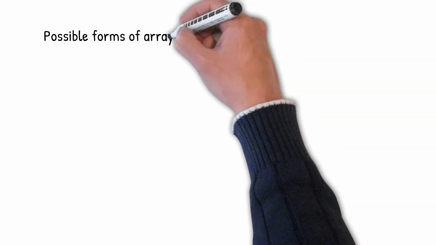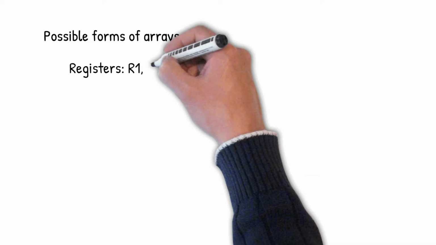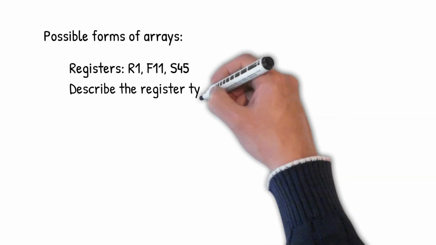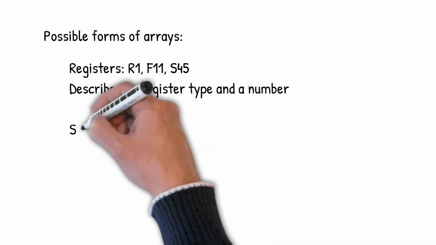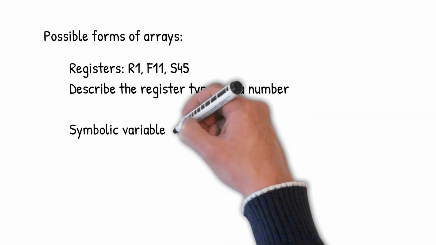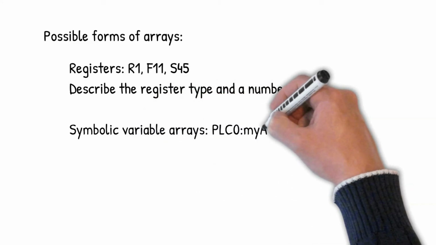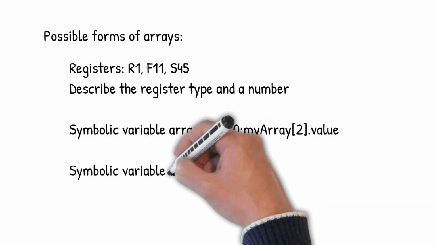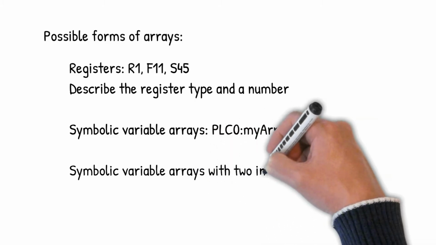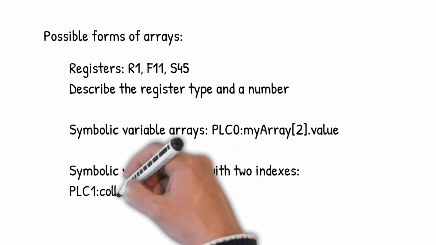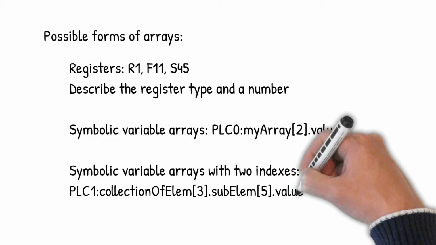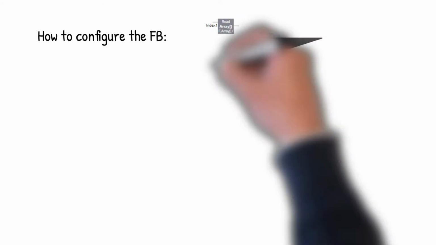What are possible forms of arrays? These are, for instance, registers like R1 or F11 or S45 for a string, which describe the register type and the number. There are also symbolic variable arrays like PLC0, colon my array, bracket 2, dot value, where 2 is the index. There are symbolic variable arrays with even 2 indexes, like PLC1, colon collection of LM, bracket 3, dot sub LM, bracket 5, dot value. How to configure such a functional block?